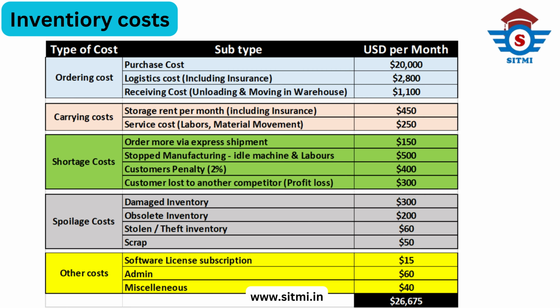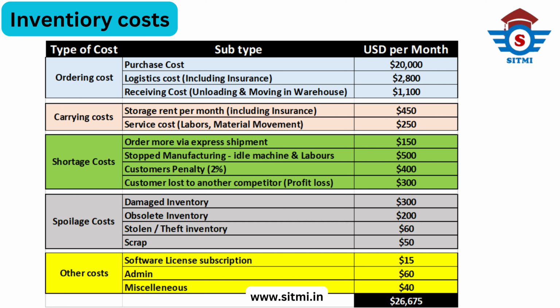Now let's take an example to see all these costs. We have tried to take a simple example to understand the different cost factors in inventory control. In this table, you can see in the first column the types of cost. In the second column, the different subtypes that are part of these costs, and in the third column, we have taken some dummy examples to understand the total inventory cost.